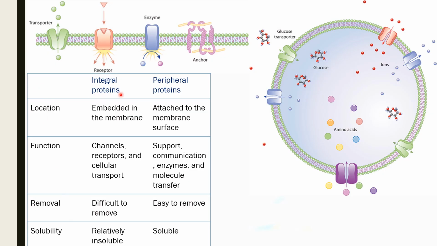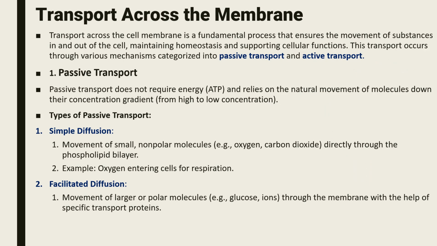Now, there is a difference between integral proteins and peripheral proteins in location. Integral proteins are embedded in the membrane, while peripheral proteins are attached to the membrane surface. In function, the integral ones work as channels and receptors, while the other ones support communication. The integral ones are difficult to remove, while the peripheral ones are easy to remove. Integral proteins are relatively insoluble, while the peripheral ones are soluble.